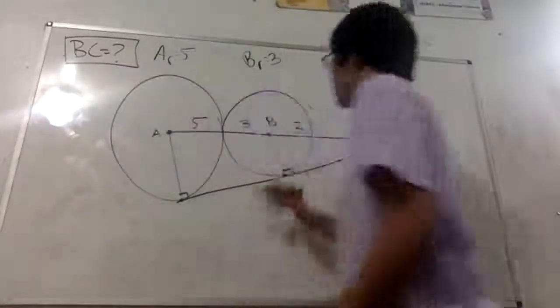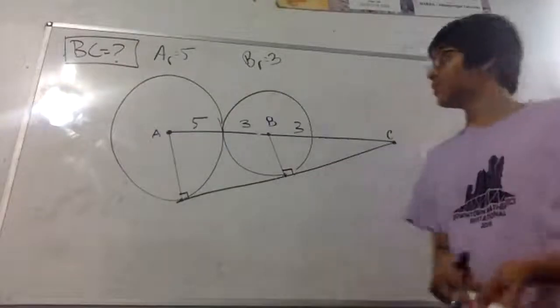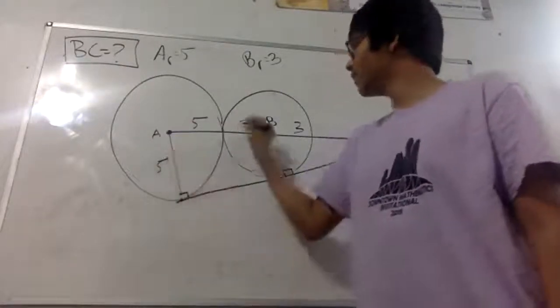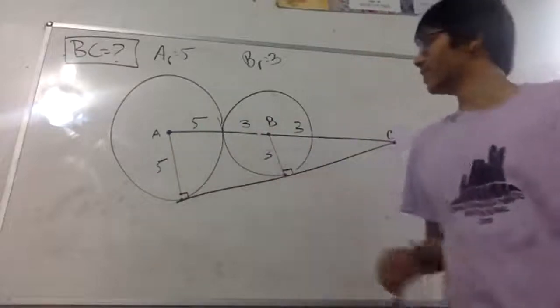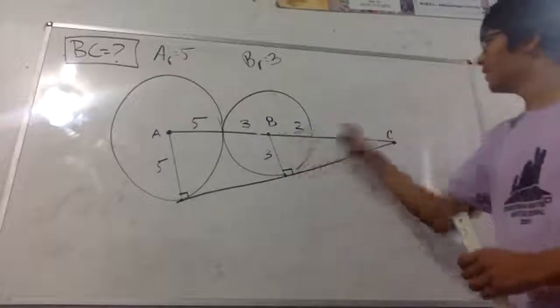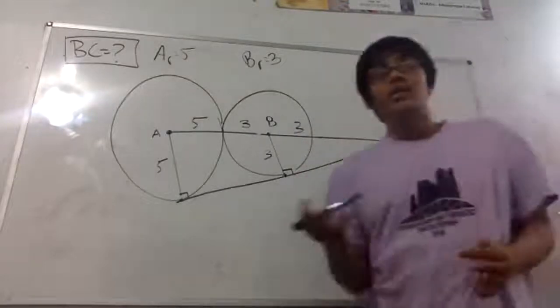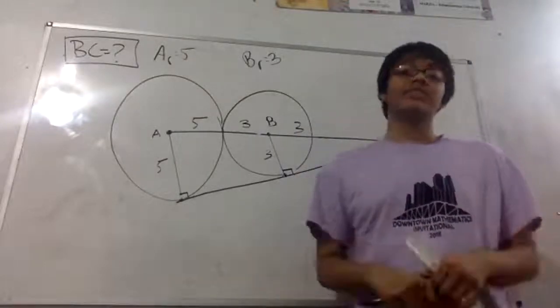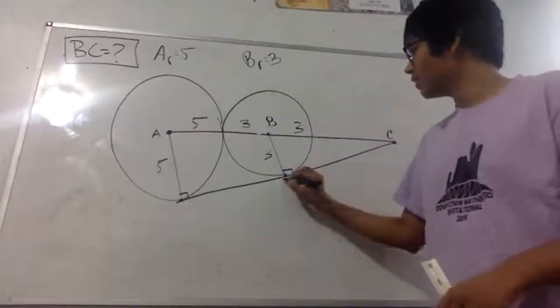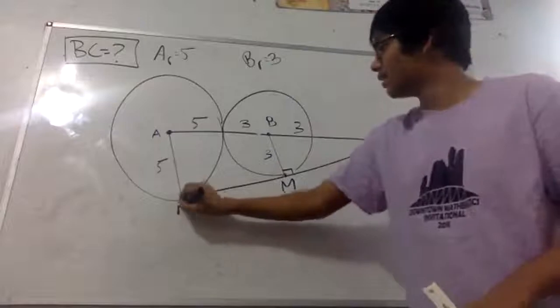Okay, so these are both right angles. What else do we know? Well, we know since these are both radii, this is also going to have 5. And similarly, this will also have a value of 3. Now what can we do to find this, BC? Well, let me first name some of these points. Let me give them some variable names. Let's call this M. Let's call this N.